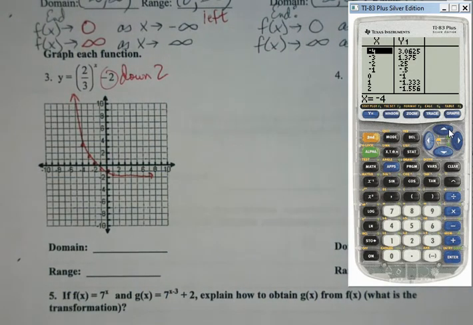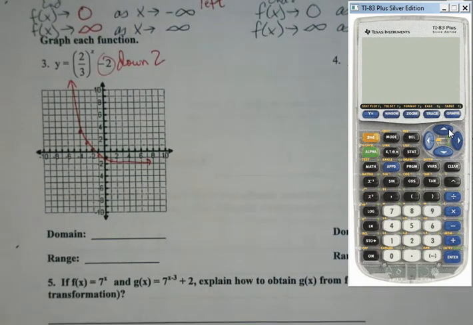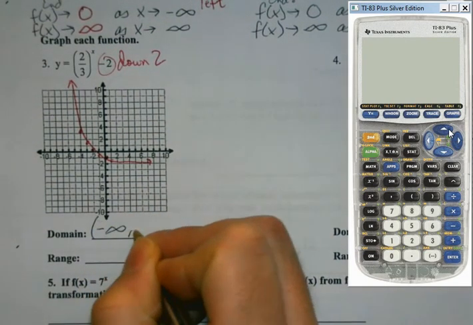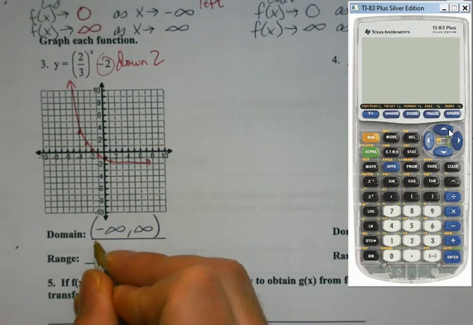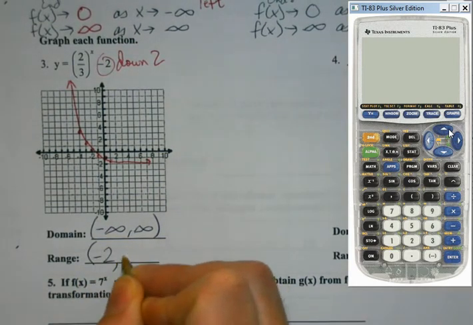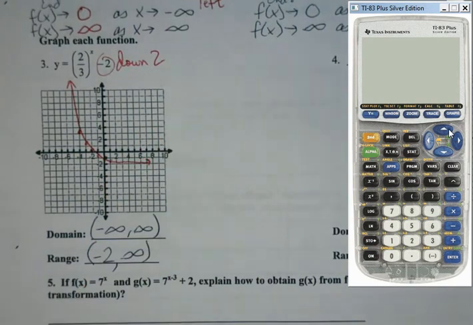So is that going to change my domain at all? No. But what does that do to my range? Think about bottom to top. It does. Now my range, instead of starting at 0, starts at -2, which I found out from the shift. If I have up or down shifts, that's going to affect my range. So that's something I've got to keep an eye out for. Okay, but only if it's an up or down shift will that happen.